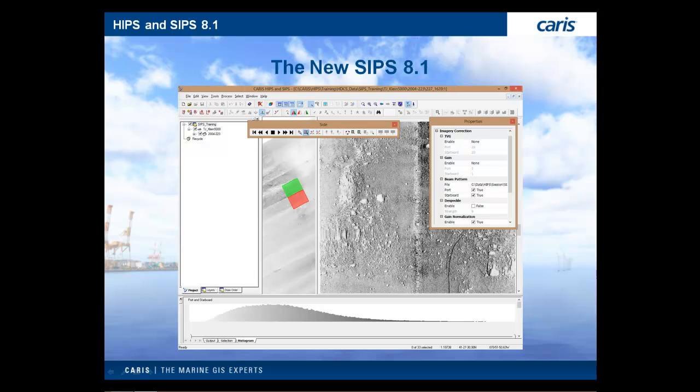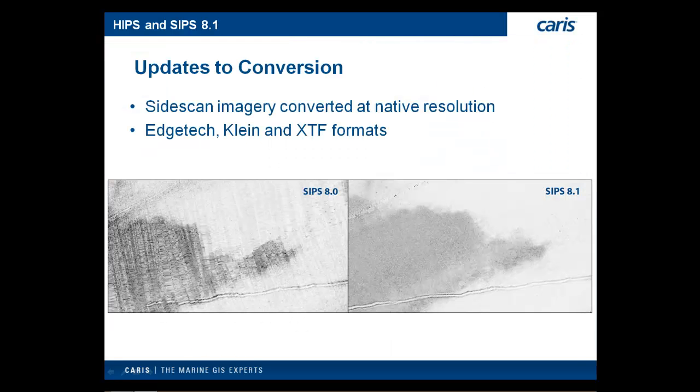So what exactly was done to accomplish this? Well, for SIPS 8.1, we looked at the entire workflow for processing Sidescan, looking for anything we could change or improve with speed and quality in mind. The first step for our users is, of course, conversion, bringing that data into HIPS and SIPS to start processing.